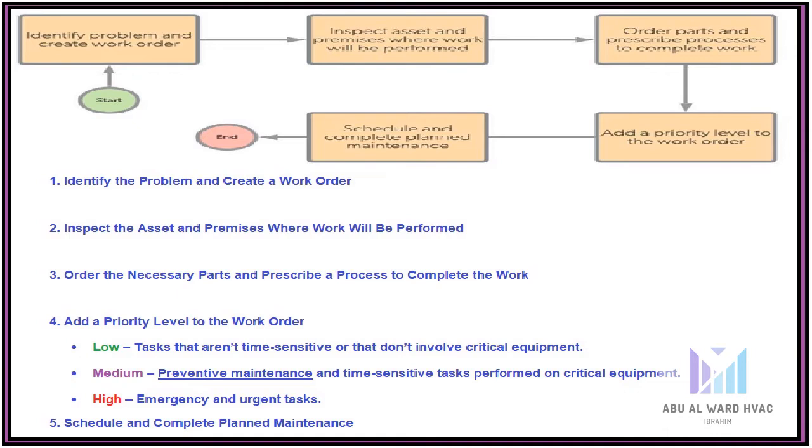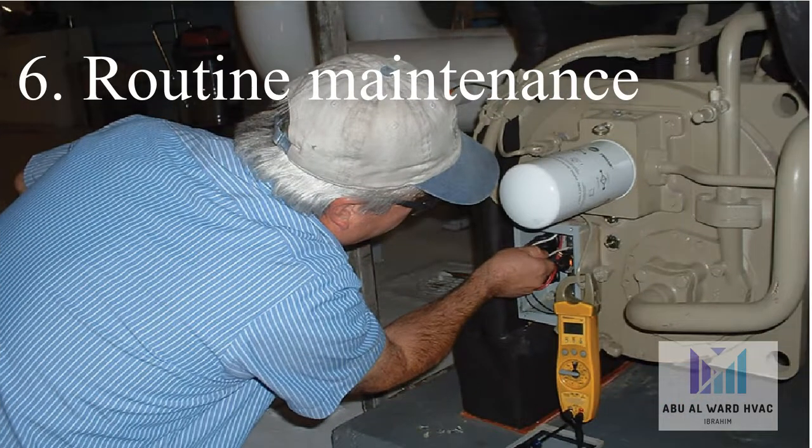Third, order the necessary parts and prescribe a process to complete the work. Fourth, add a priority level to the work order. This includes low, medium, or high. And fifth and finally, schedule and complete planned maintenance.